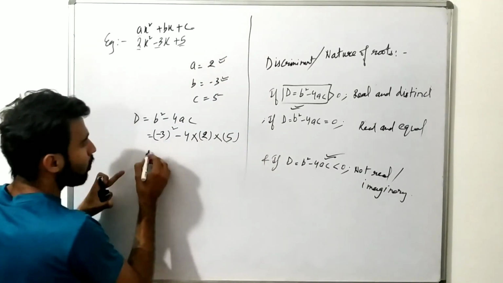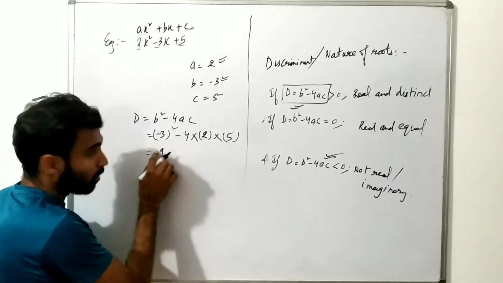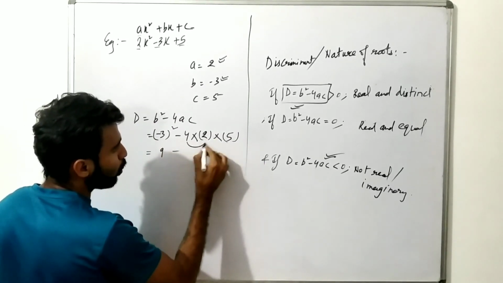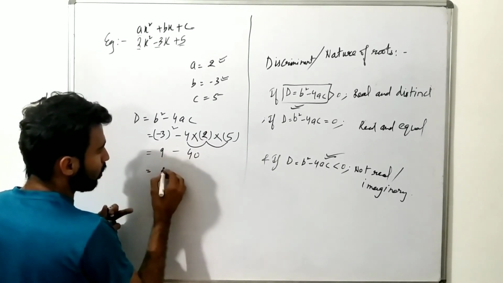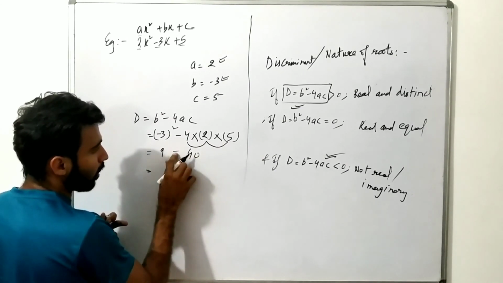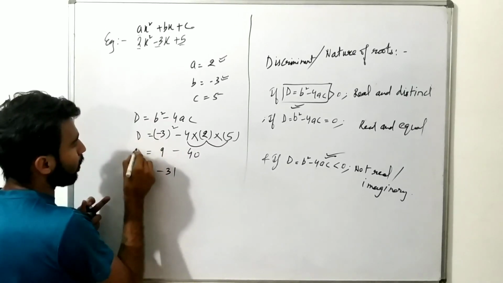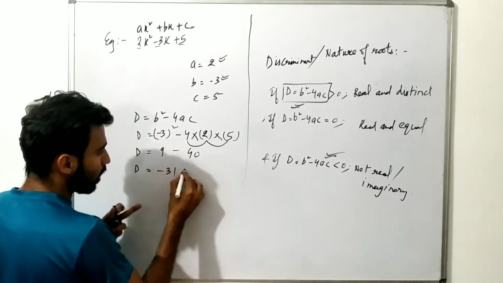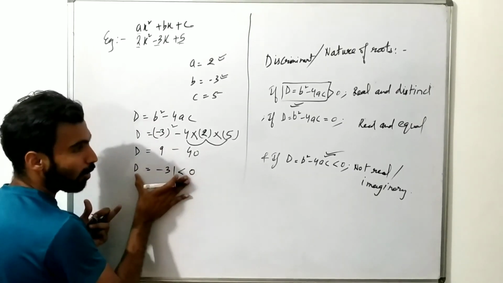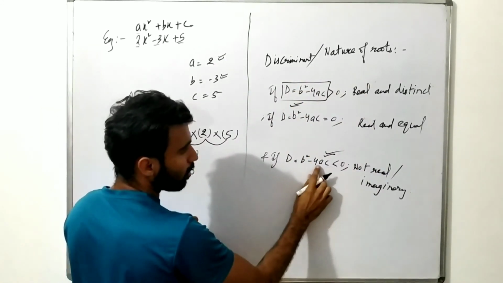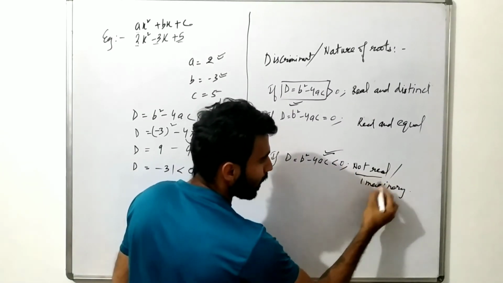So if I simplify this, you know that minus 3 square is 9, and this minus square will be positive here. Now if I multiply this, 4 times 2 is 8, 8 times 5 is 40 here. So if I subtract 40 from 9, that will bring me 31, and the sign will be negative, as the larger number is negative. So this is the capital D here. If I look here, this discriminant value is actually less than 0. So if I compare it with this here, I see that the value of D is less than 0. So this means that the roots are going to be imaginary.